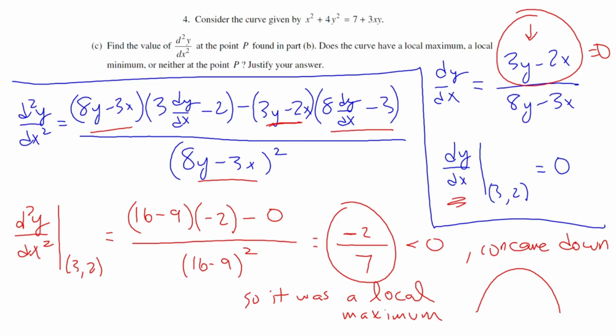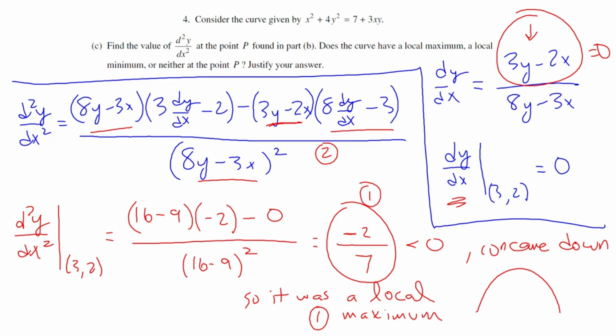And that gets you all 4 points. You got 2 points for the correct second derivative expression, 1 point for negative 2/7, and 1 point for the fact that it was a local maximum because the second derivative was negative, making the function concave down. And that's the end of this function FRQ.